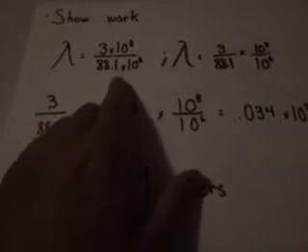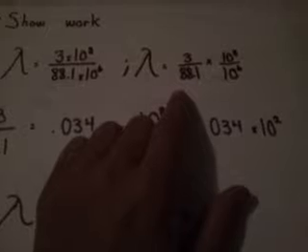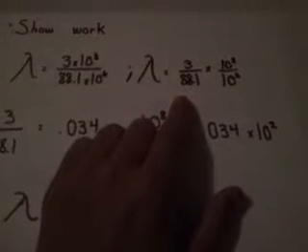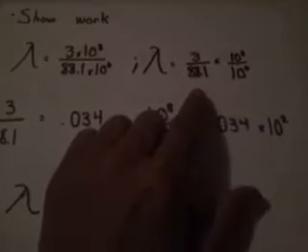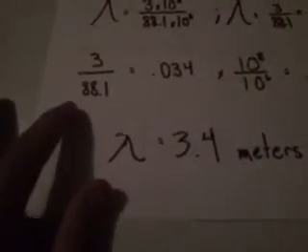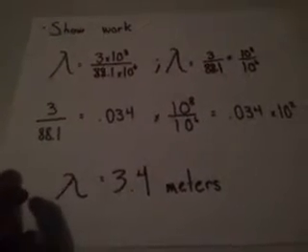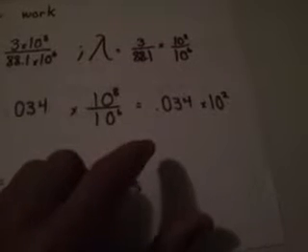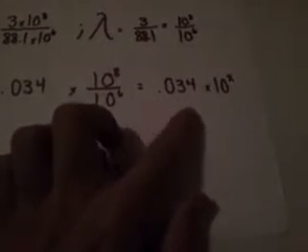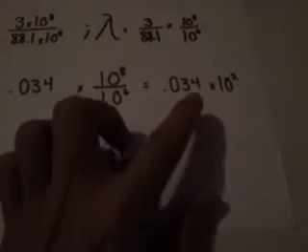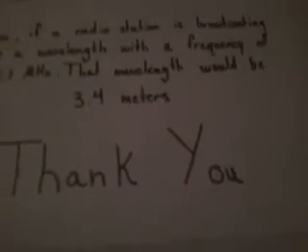So, as you can see, there's our equation again. And you can break it up to make it easier, which is what I did. So I broke it up into 3 divided by 88.1 times 10 to the 8th over 10 to the 6th. And you get 3 divided by 88.1 equals 0.034 times 10 to the 8th over 10 to the 6th. And that equals 0.034 times 10 squared, which is 100. So all you have to do is move the decimal place over twice because you're multiplying. And that gives you wavelength equals 3.4 meters.